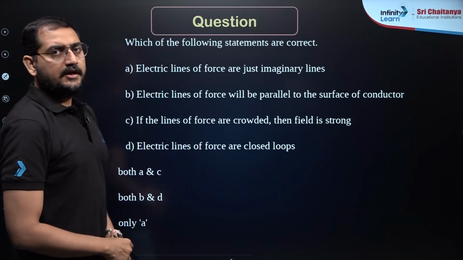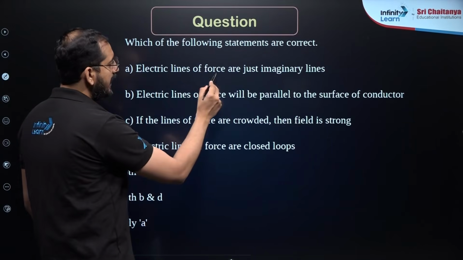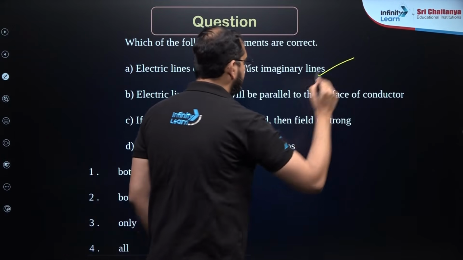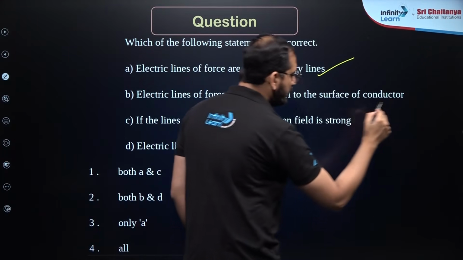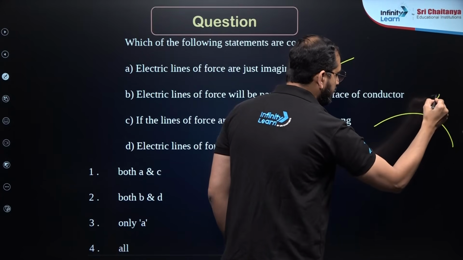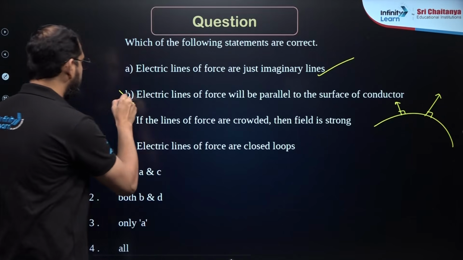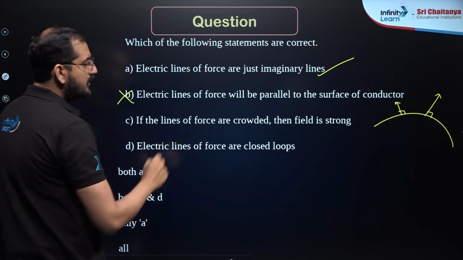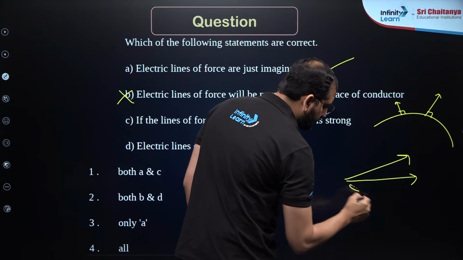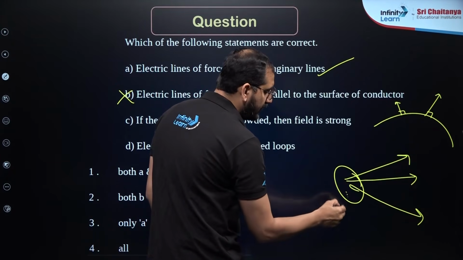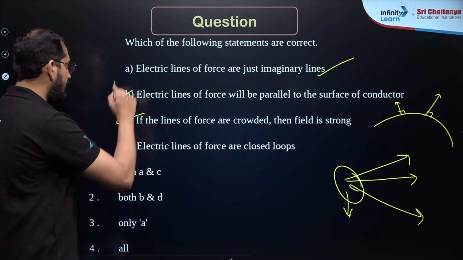Four statements are given and we need to find which statement is correct. Let's read one by one. The electric lines of force are just imaginary lines. Perfectly correct concept, no issue, very simple. Electric line of force will be parallel to the surface of conductor. No. Electric field lines are always perpendicular to the surface of conductor. B is a false statement. If the lines of force are crowded, then the field is strong. Yes. Imagine a situation like this. Here crowding is more, so we can say that here the electric field is also stronger. C is correct. A was also correct.